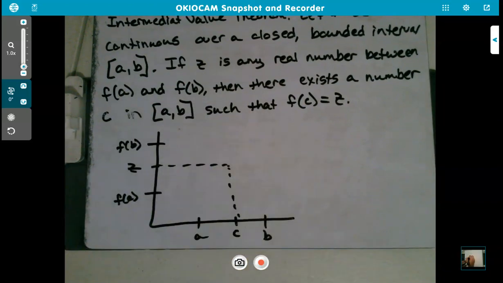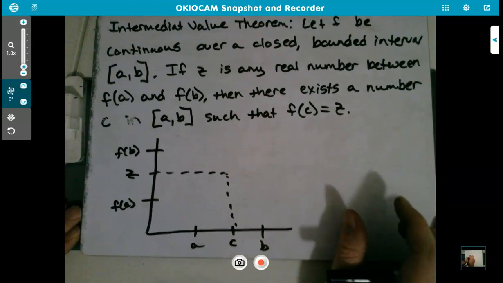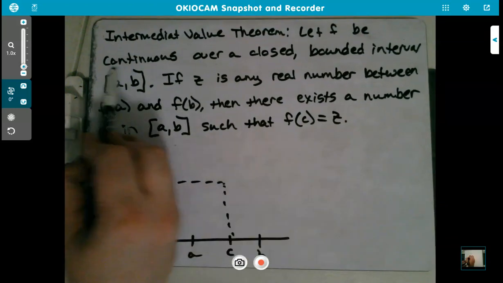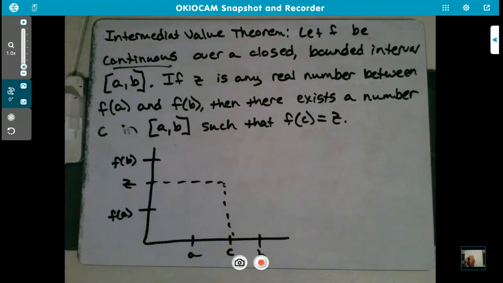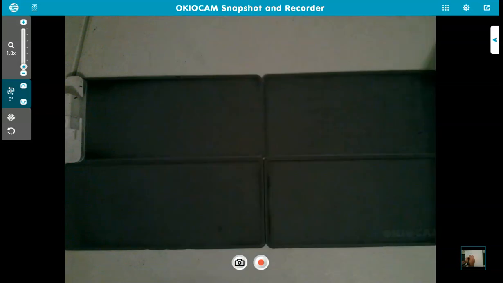That's what this says. But the big point is that it only works if it is continuous. That's the only time it works. It has to be continuous. So let's do some examples about when I can use this.